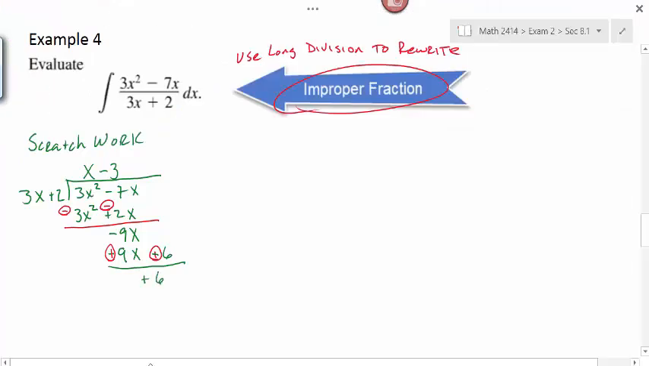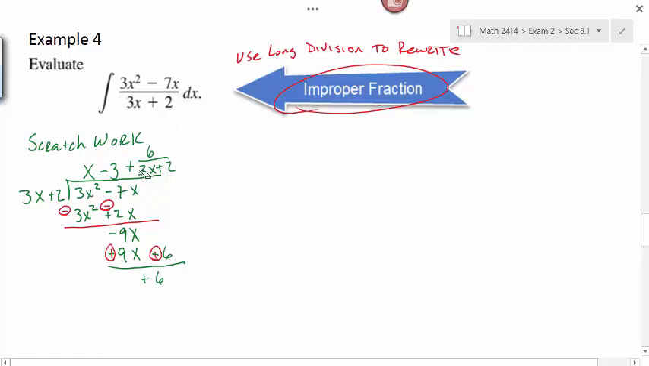And when we have a remainder like this, I can rewrite this then as 6 over 3x plus 2. This expression is now a proper fraction because the degree of the numerator is less than the degree of the denominator.